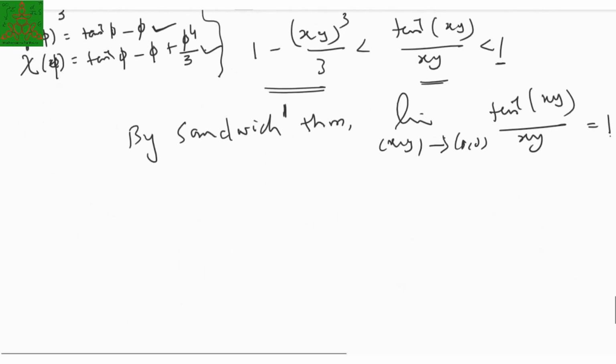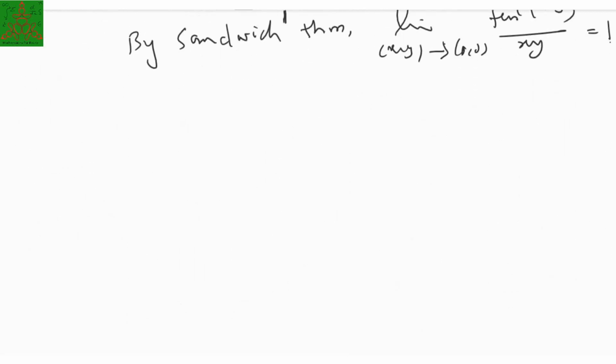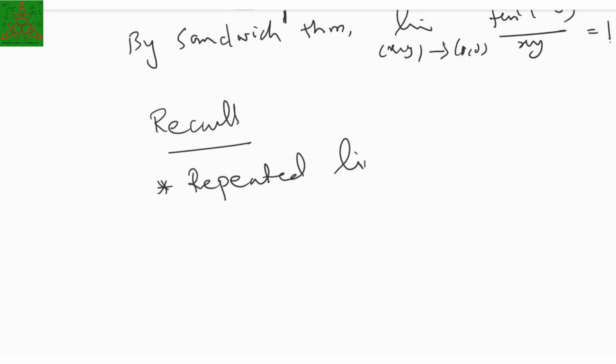So that's it for this video. Let us recall what we did in this video. We have defined the repeated limits, or we can say the iterated limits. If the repeated limits are not equal, then the limit does not exist. If the limit exists, then the repeated limits are equal, and that is equal to the limit. Those are the two remarks we have seen.